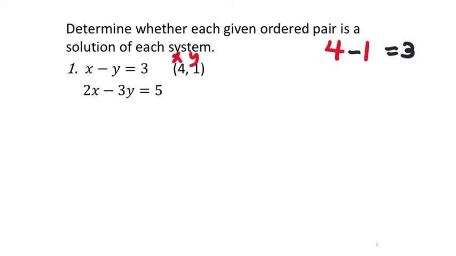So 4 minus 1, would this be true? Yeah, because 4 minus 1 is 3. 3 does equal 3, that's true. So the first equation gives me a true statement when I replace x and y with 4 and 1. How about the second equation?